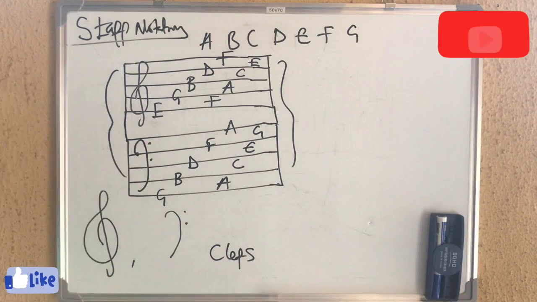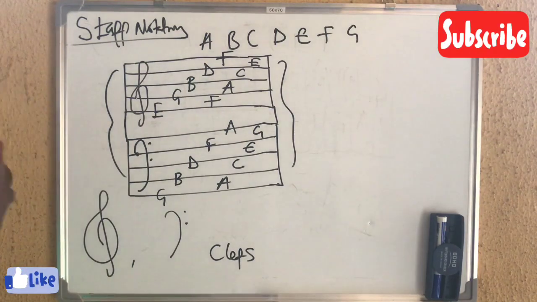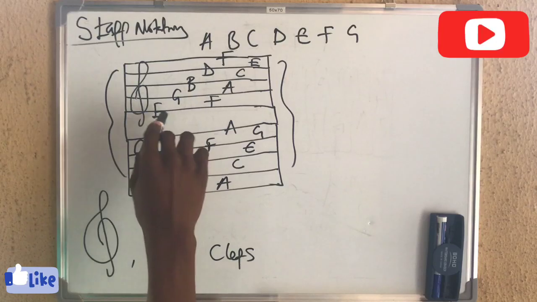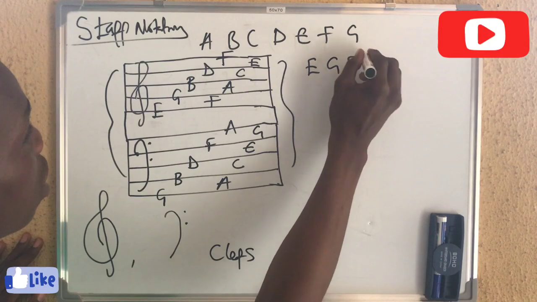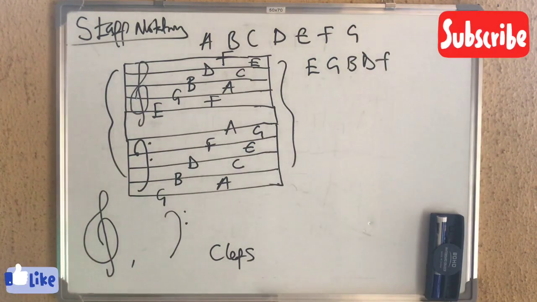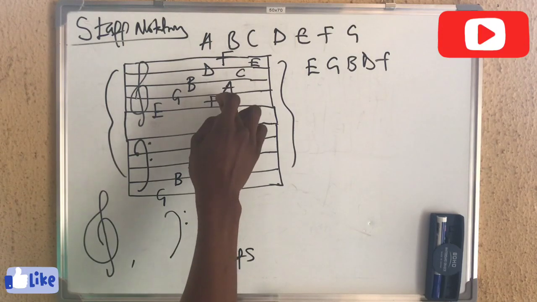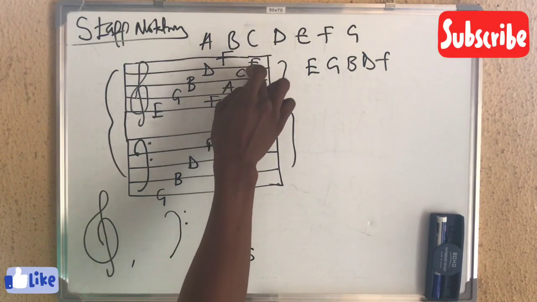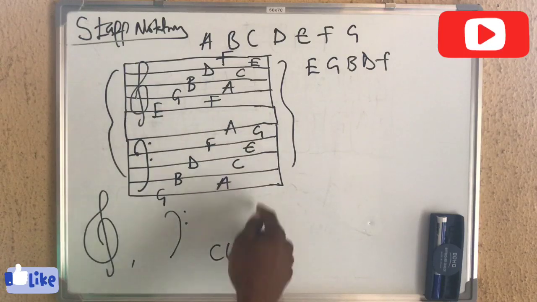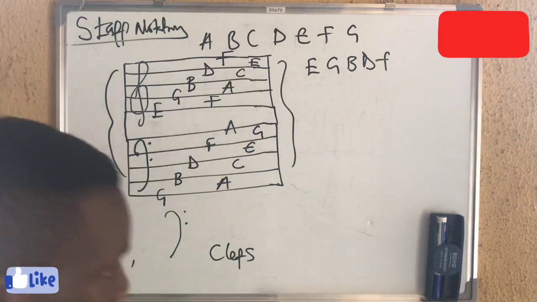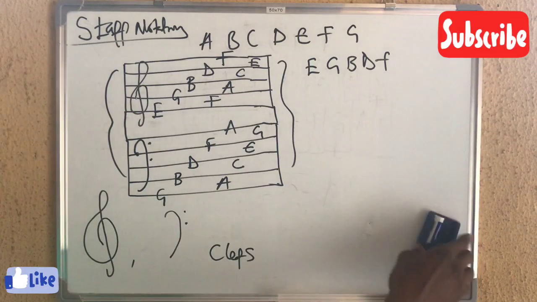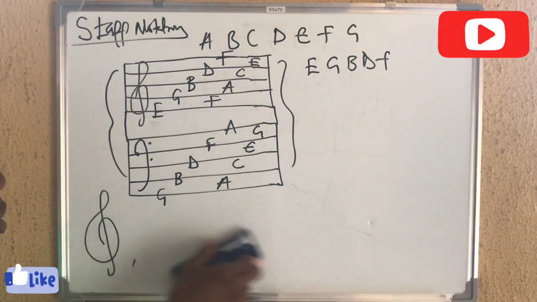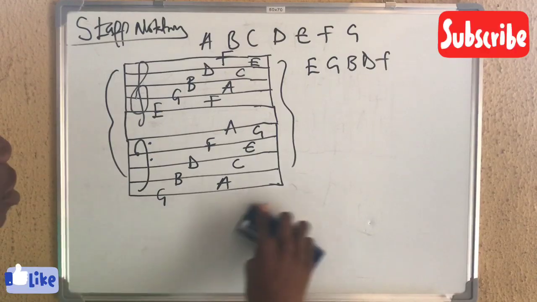There's something they teach us in school. If we want to remember this, this is just an acronym that they told us. Then E, G, B, D, F, and they tell us, every good boy deserves favor. Then for the spaces, all cows eat grass. So this is just the acronym and its meaning that they give to us to remember it when we are learning. So I'm just throwing that to you again for you to learn. I don't think it's a bad thing.